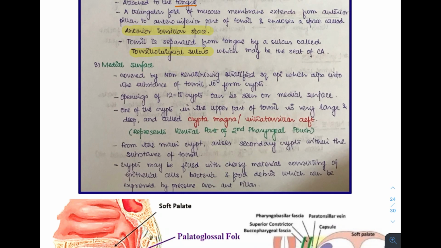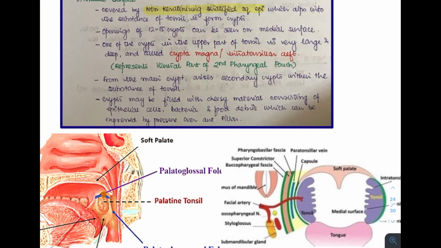The lining epithelium of the tonsils is non-keratinizing stratified squamous epithelium, which dips into the substance of the tonsil to form crypts. You'll see in the structure here that the epithelium dips into the tonsillar substance, thus forming these crypts. Openings of 12 to 15 crypts can be seen on the medial surface. One of these crypts, in the upper part of the tonsil, is very large and very deep. Therefore, it is also called the crypta magna or the intratonsillar cleft.